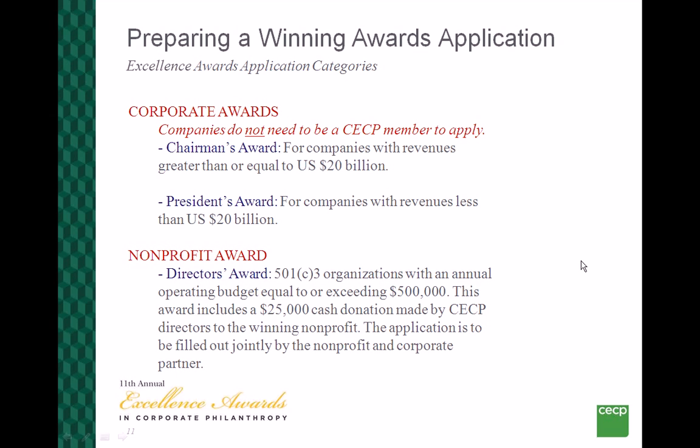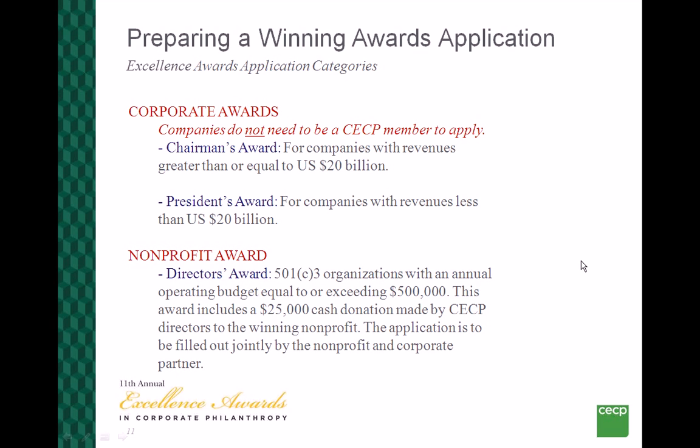For a nonprofit organization and corporation who want to showcase the partnership that they've had, there's a separate application, and that award is called our Director's Award. The award application is filled out jointly. So together the corporation and the nonprofit partner discuss their answers and submit one combined application representing their partnership. The operating budget of the 501c3 organization should be equal to or exceed $500,000 annually.